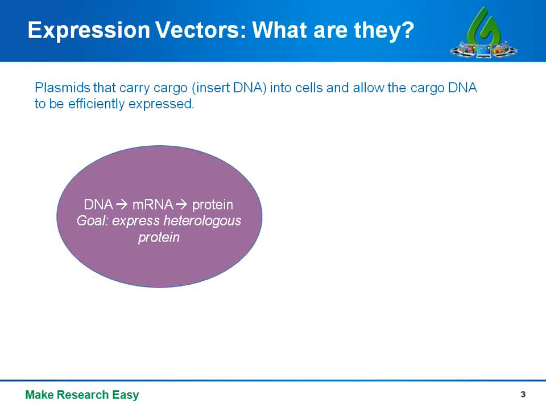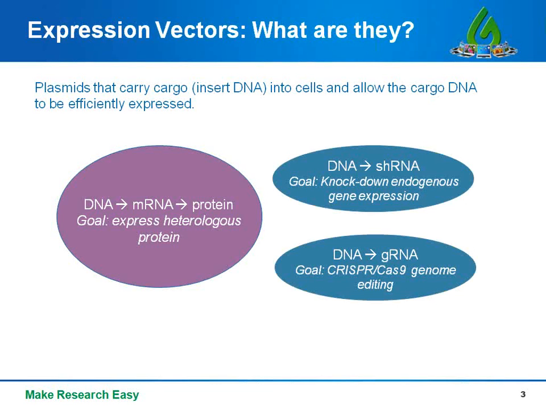In other cases, your cargo might encode a functional RNA. In that case, transcription alone will be sufficient. For example, if your DNA cargo encodes short hairpin RNA that you're using to knock down endogenous gene expression, or if you're doing CRISPR-mediated genome editing and you need to introduce guide RNAs into the cell. But the most common use for expression vectors is to express protein, so we'll focus on that today.